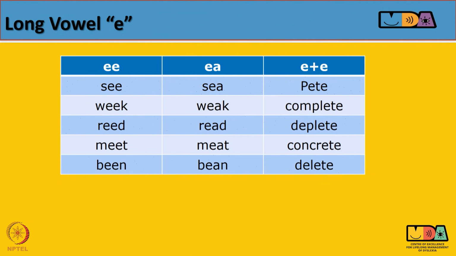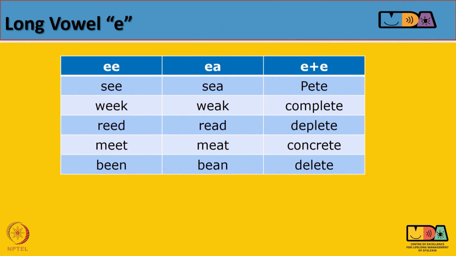It would be helpful for the SLD child if you can use these words not just in isolation, but also in context. So, give them the words and give them the meaning and use it in context, so that the child gets into the habit of using these words in sentences. EA words coming in the middle: meat that you eat, sea, the South China Sea, read that you read a book, and of course, bean, which is green and is a vegetable.